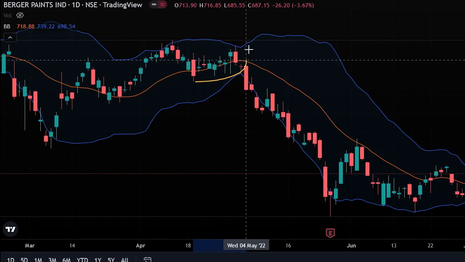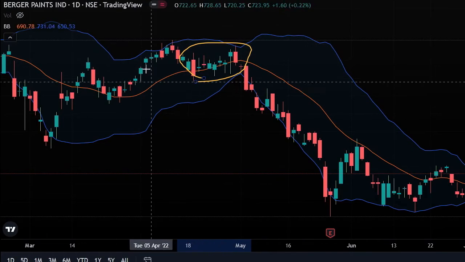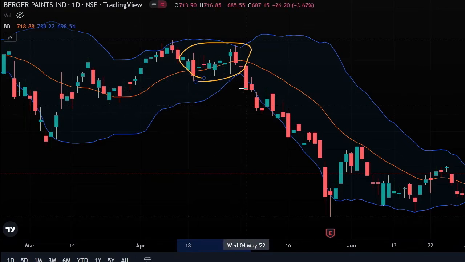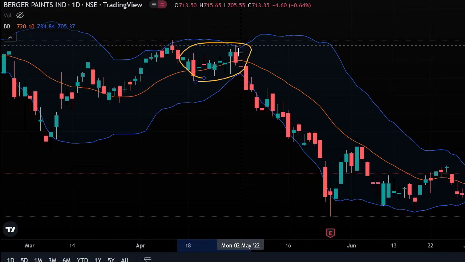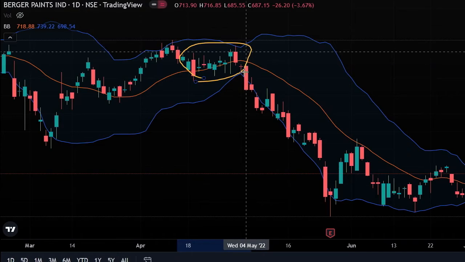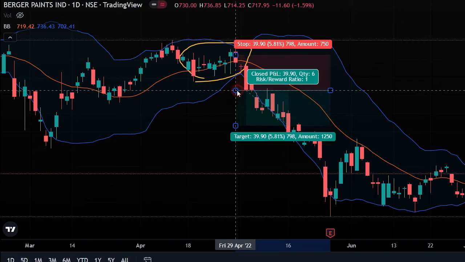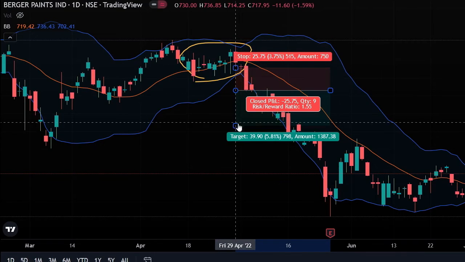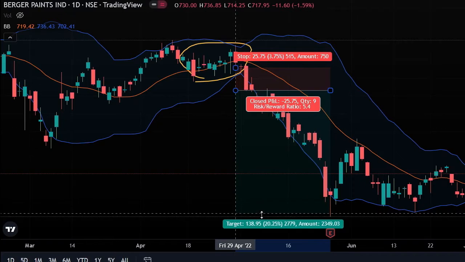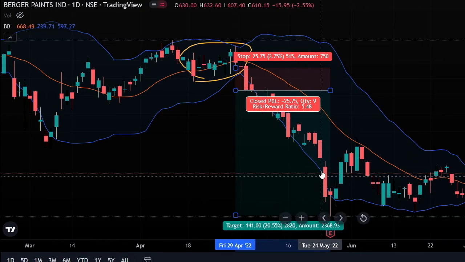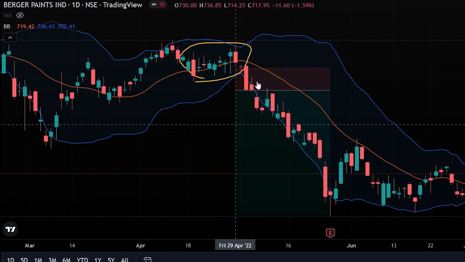We can see that there is a consolidation here, and the distance between upper band and lower band is decreasing, and it is minimum at this point, and then this candle is doing a breakdown, so we can take entry at the low of the breakdown candle, and our SL will be at the high of the breakdown candle, and you can see the risk reward ratio 1:5.